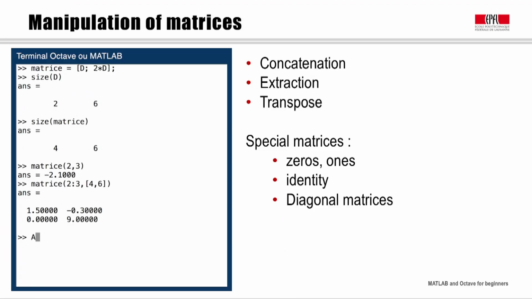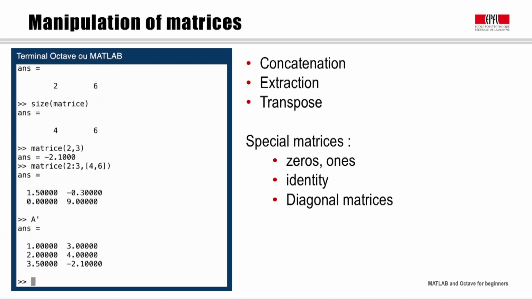So if I take A that we used earlier and I transpose it with the same symbol as before, I get a 3 by 2 matrix. Okay, so the transpose is this dash.